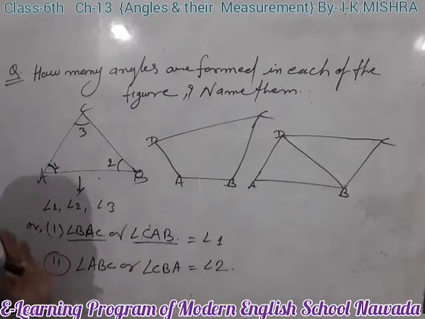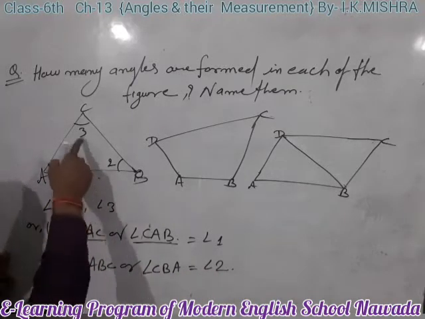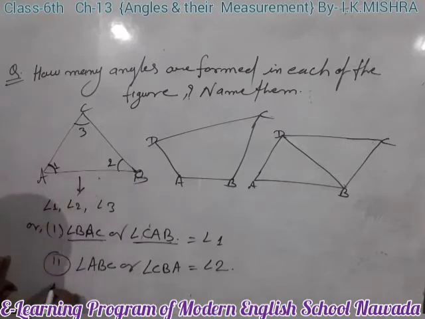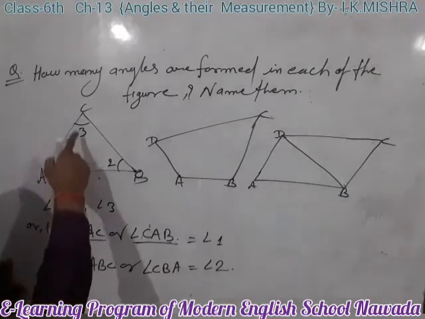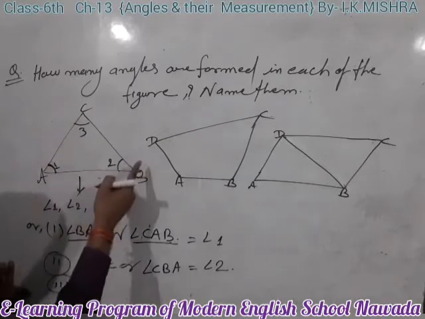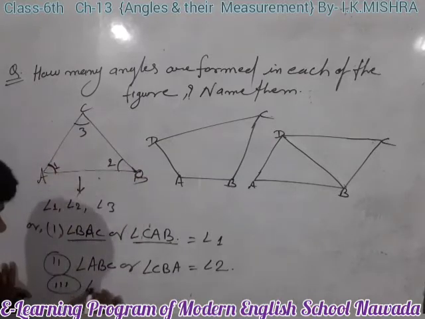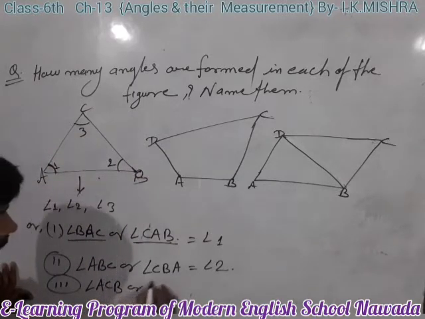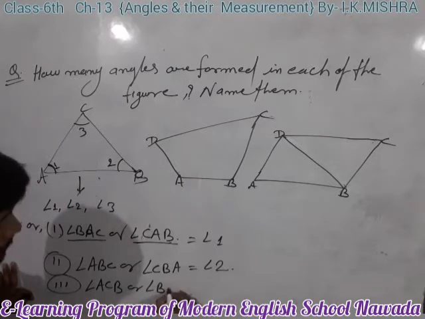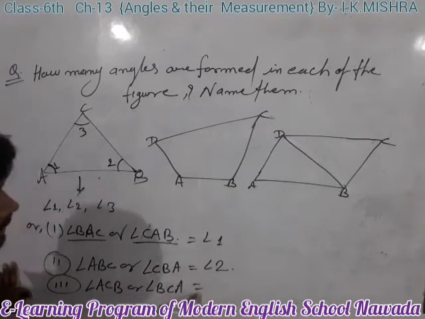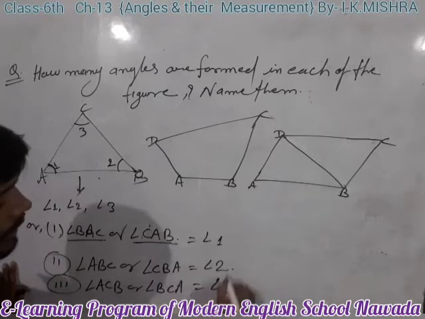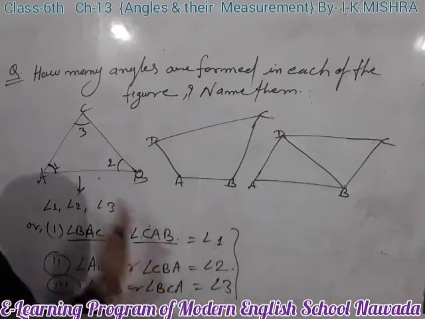Now students, here number 3 is angle 3. Its name is ACB or angle BCA. So angle ACB or angle BCA, and this angle is angle 3. So there are 3 angles in this figure.